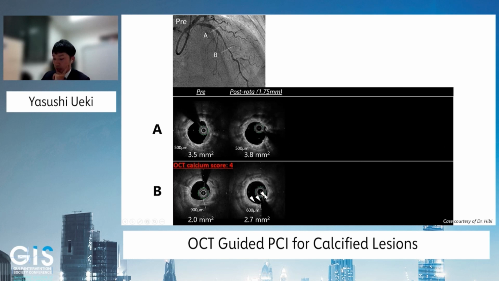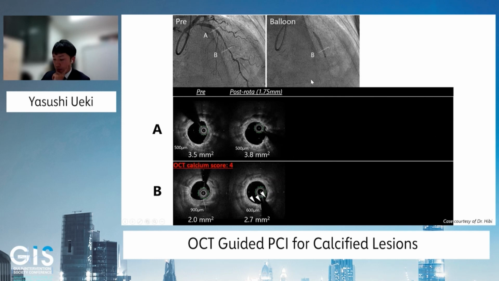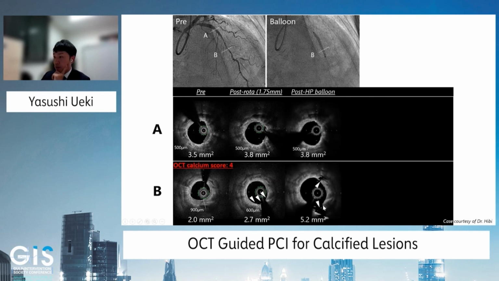And at point B, we can see the significant effect of rotoablation and some lumen gain. Actually, calcium thickness decreased from 900 micrometer to 600 micrometer with some lumen gain, but almost no effect at point A. And after high pressure balloon dilatation, there were two cracks at the thin parts at point B, but again almost no effect at point A.